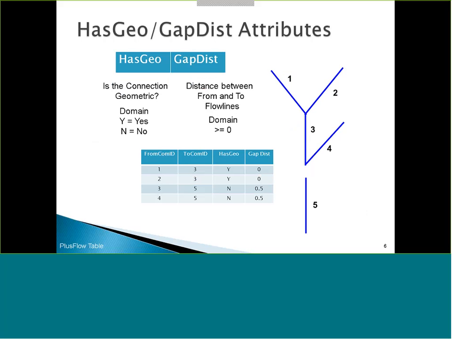Here's an example of gap dist. 3 and 4 both flow to 5, but there's no geometry there to represent that connection, and they're half a kilometer apart. The endpoints are half a kilometer apart.